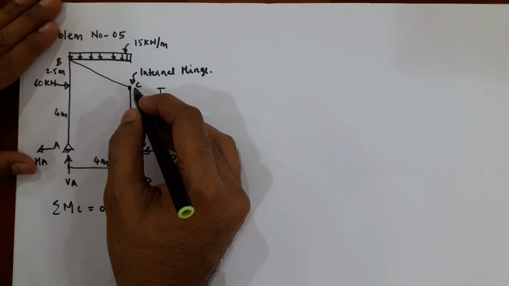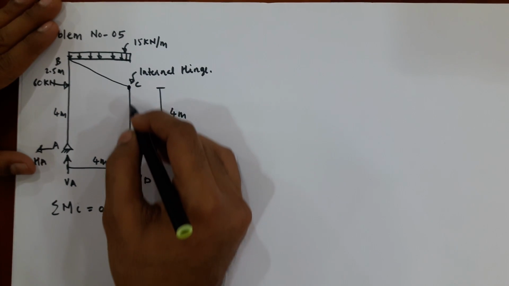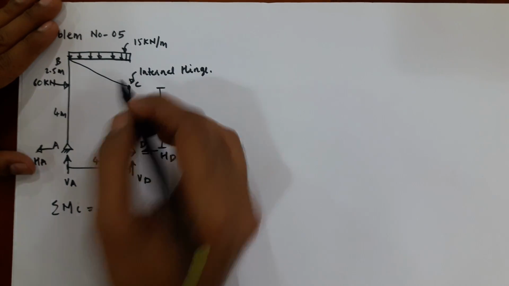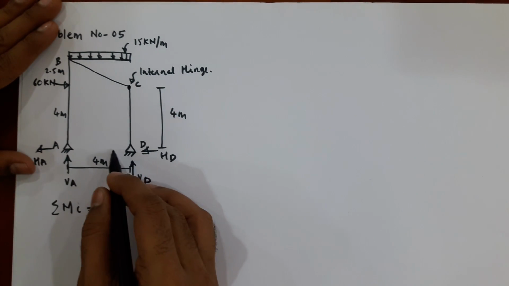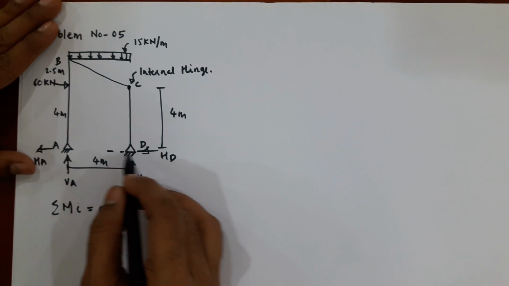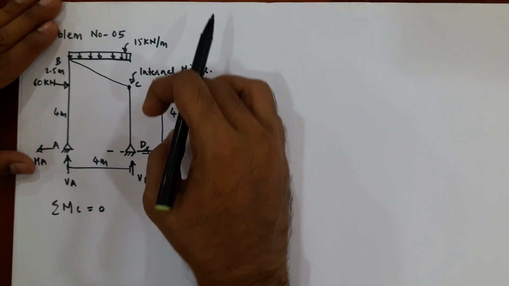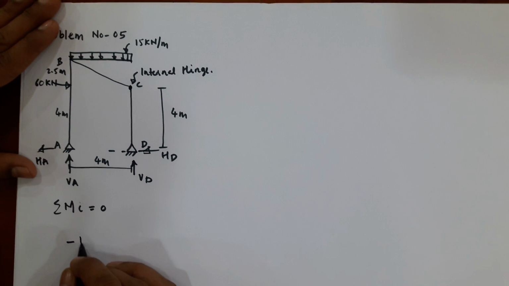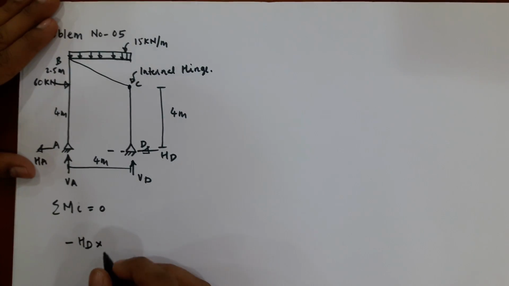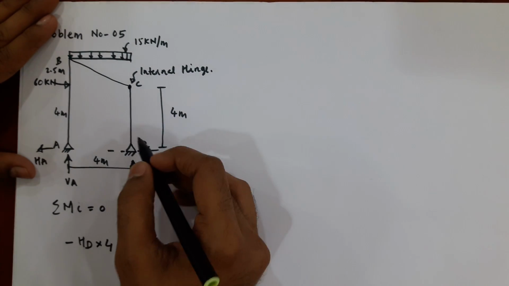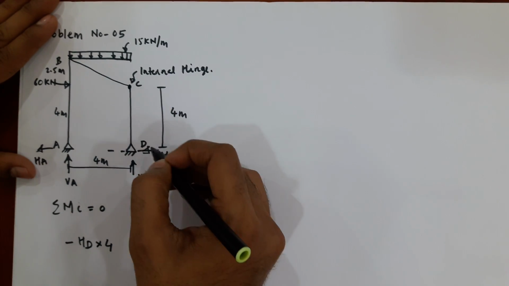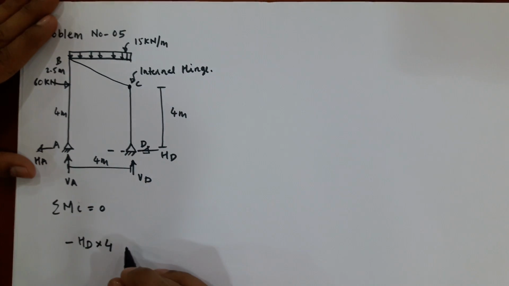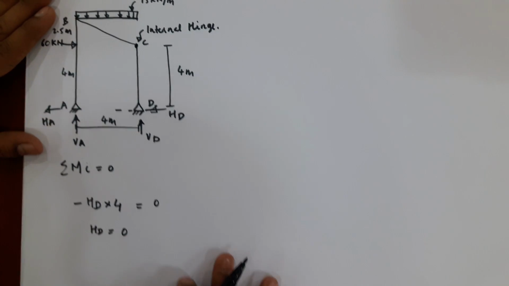VD, you are taking moment about point C. The line of action of VD is intersecting point C. HD, this is the line of action of HD, and the perpendicular distance with respect to point C is 4. So minus HD into 4, and you do not have any other load than this. Okay, so this is equal to 0. HD equal to 0.